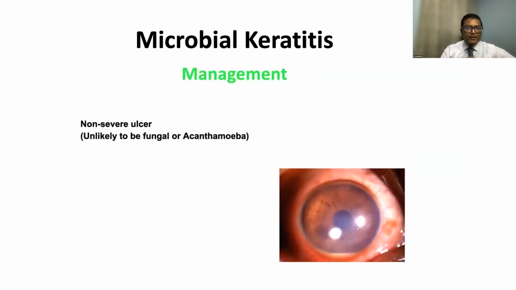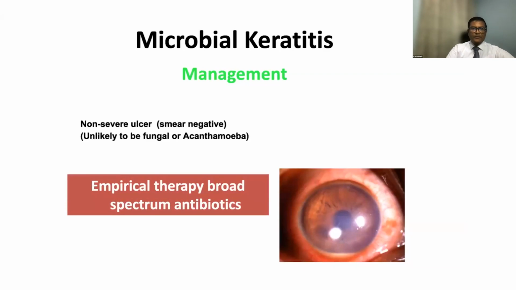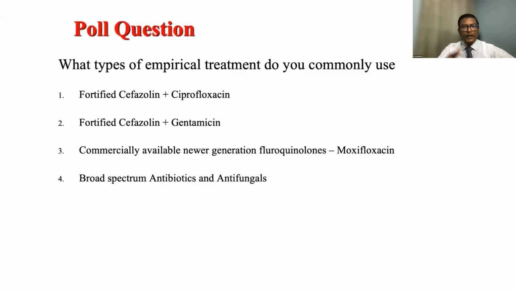Second, if we see a very well circumscribed lesion, but this is involving the full thickness of the cornea, it doesn't appear to be very severe. It is paracentral, not involving the visual axis. It's unlikely that this infection will be fungal or Acanthamoeba. And if it is smear negative, even then one can start empirical treatment and start with broad spectrum antibiotics. So I would like to understand what are the types of empirical treatment that you use in your clinical practice.